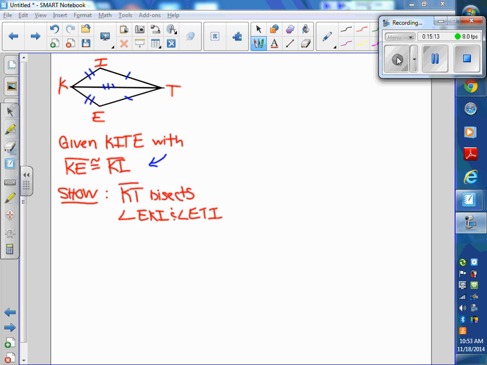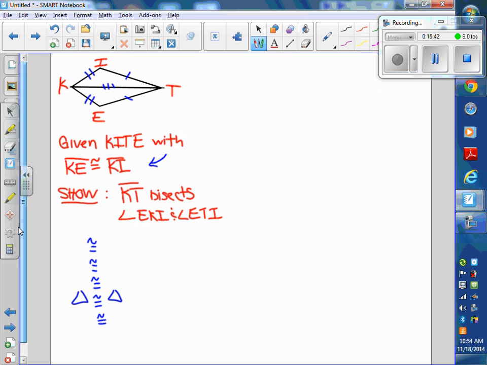Okay, so we have to show that KT bisects angles. So what parts, like Charlotte, what parts do I want to be congruent? What do I need? Obviously I need 3 congruent parts to get congruent triangles, because that's what we're focusing on. And then, what do I need from this picture? Congruent angles.